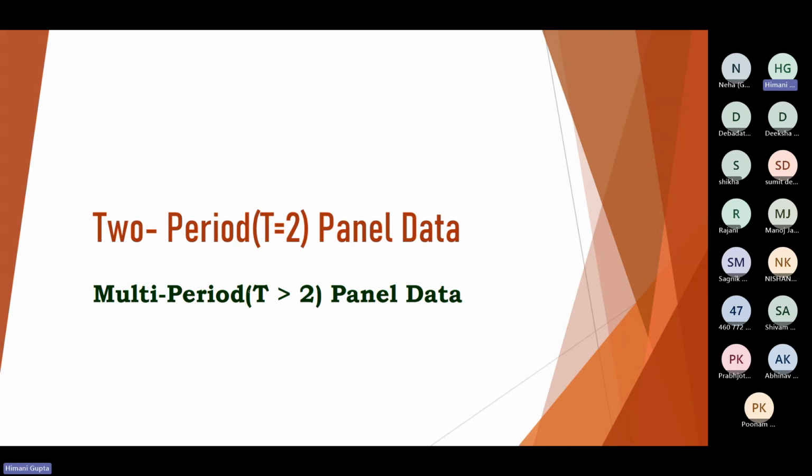So let's move towards the panel data. In panel data, there will be two-period panel data or multi-period. As we have done in regression, there can be bivariate regression and also multivariate regression. Similarly, in panel data also, there will be two-period. Two-period means I am doing a comparison, and I am taking T equal to 2 only. Your cross-sectional units can be many. I can take 5 individuals, I can take 10 individuals, but I am taking only 2 time periods. And in multiple time periods, your T will be more than 2.